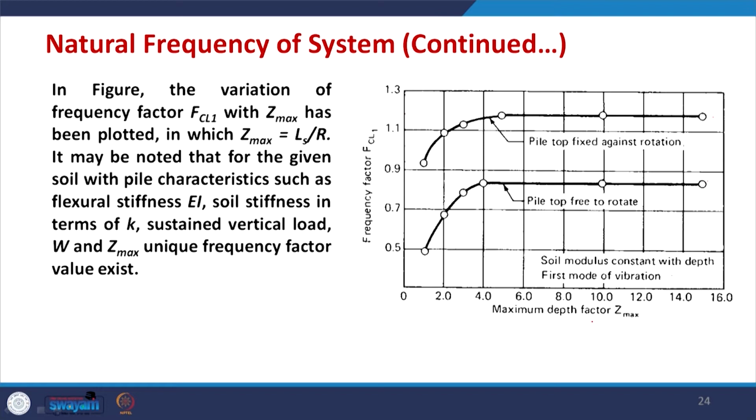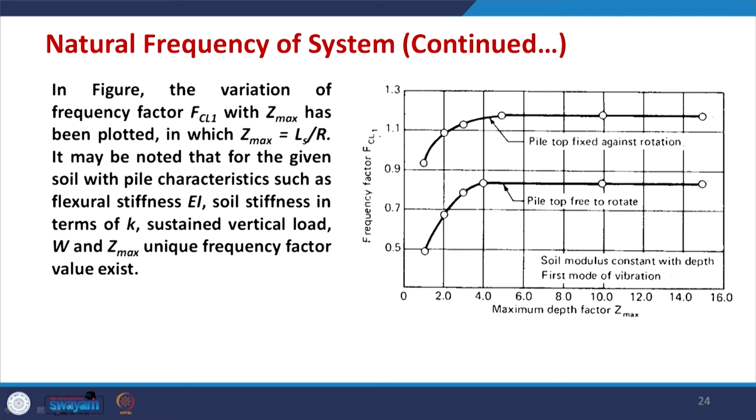for a given value of Z maximum depth factor Z max, you can find what is called frequency factor FCL1 from this chart. So, in this figure the variation of frequency factor FCL1 with Z max has been plotted, in which Z max is equal to Ls by R, and thus for the given soil with pile characteristics, flexural stiffness EI, soil stiffness in terms of K, sustained vertical load W and Z max, unique frequency factors will exist. So, this has been given from this chart.